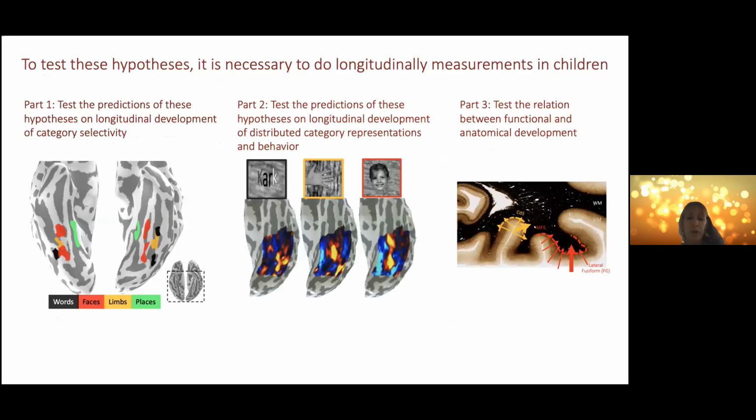So what I'm going to show you today is some new longitudinal data from our lab that is going to test these predictions of these hypotheses on the longitudinal development of category selectivity. I'm going to start with describing the development of these clustered regions. Then I'm going to talk a little bit about the distributed representation development and how it might relate to development of behavior. And in the end, I'm going to make a link between this functional development and anatomical development.